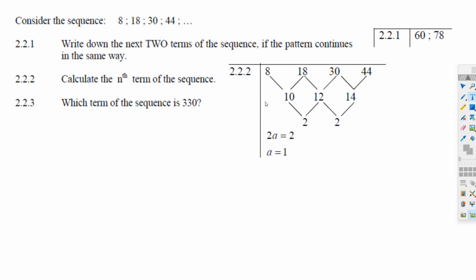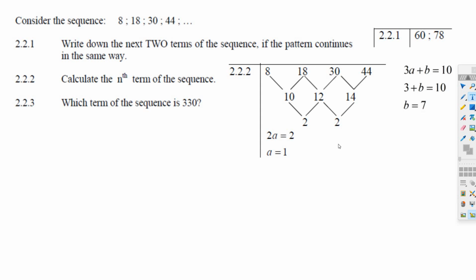That's how you get the next two numbers. Now we've got this trick. We take these three numbers and we go 2a equals 2, and we solve it. And we get a equals 1. For the quadratic sequence of Tn equals an squared plus bn plus c, all we do is we write 3a plus b in front of 10. But we know a is 1, so 3 times 1 is 3. We subtract, we get b is 7.